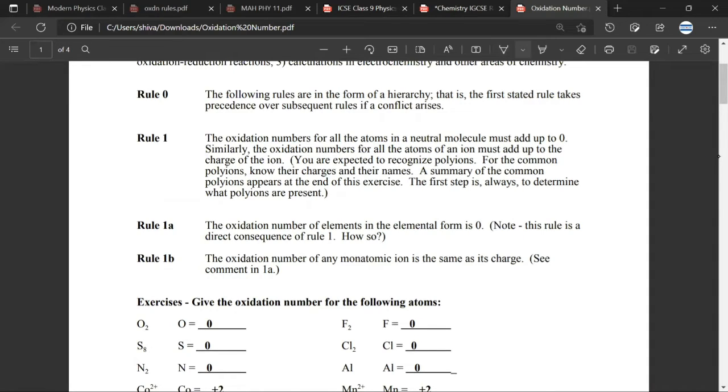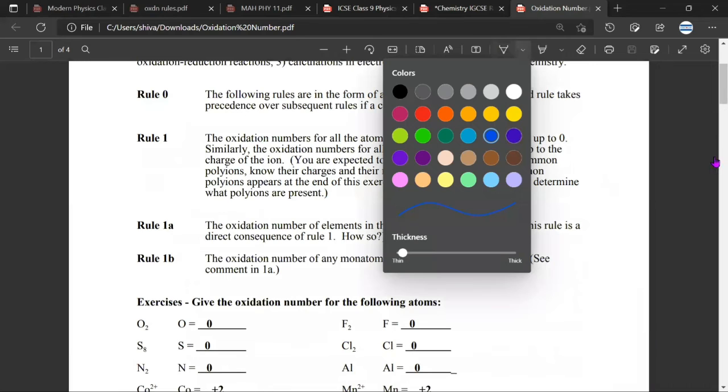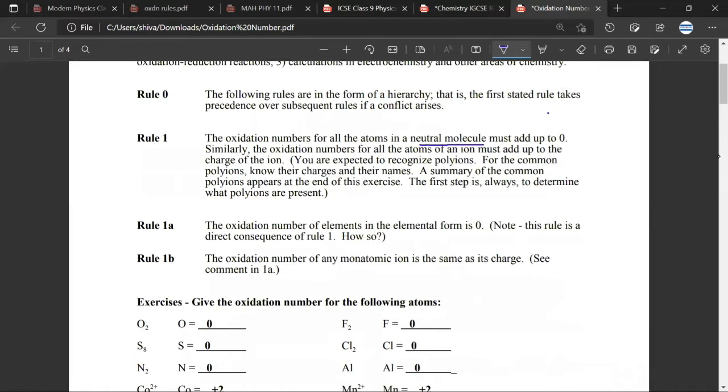Yeah, makes sense. So for example, what he is saying is that if I have a neutral molecule, let us assume I have H2, or even an ionic compound, say CuSO4, here also the oxidation numbers of all the atoms, copper plus sulfur plus oxygen, will add up to 0. Is it making sense? Yes, sir. So this is what we were discussing. The oxidation number of elements in the elemental form is 0. This is what they were saying.